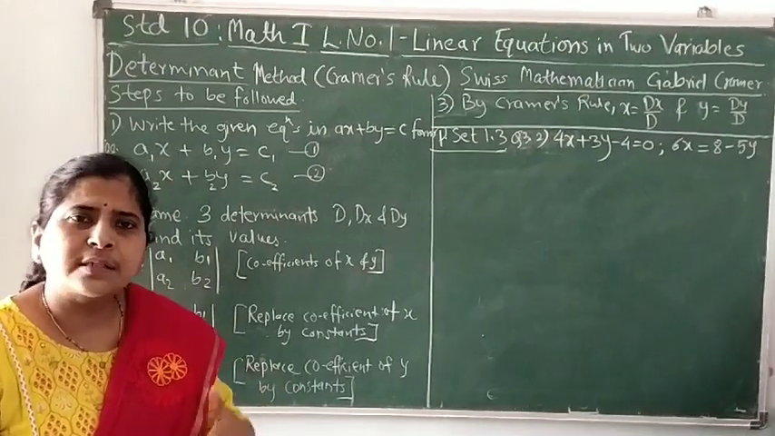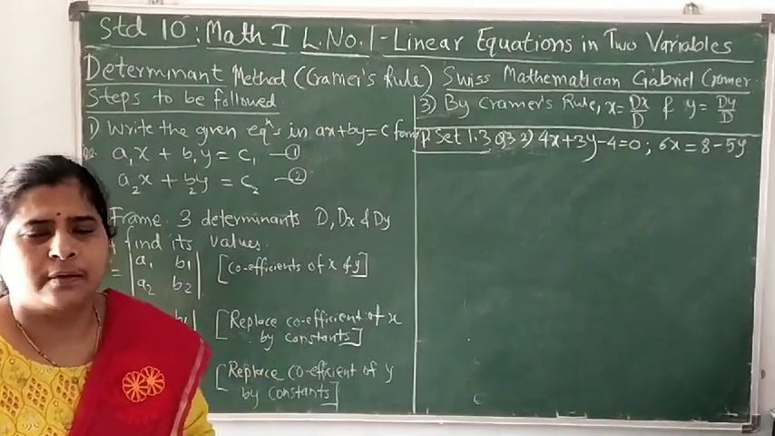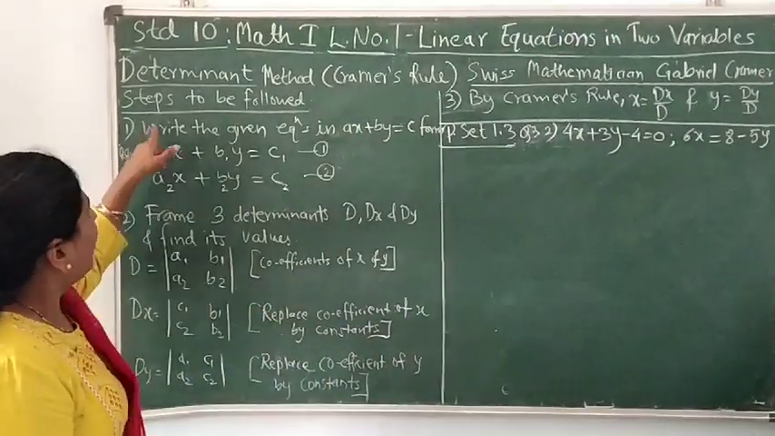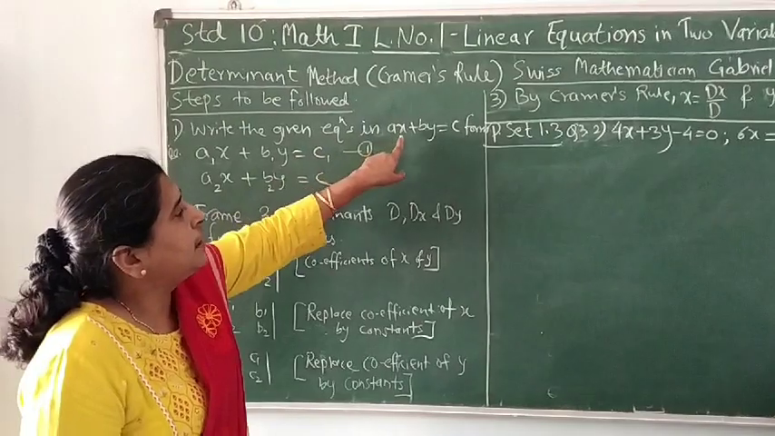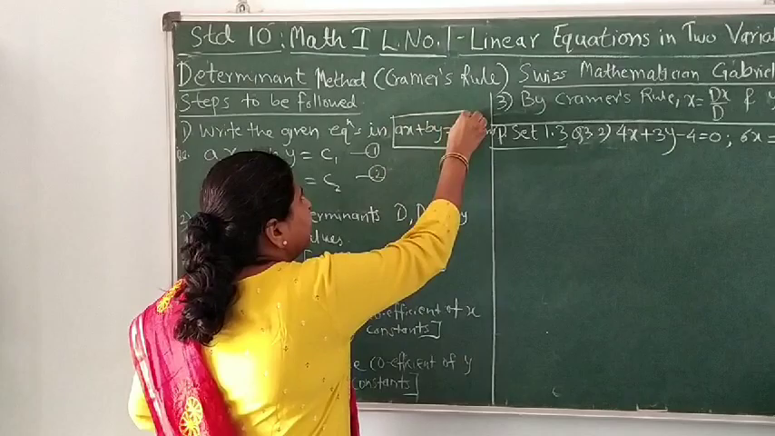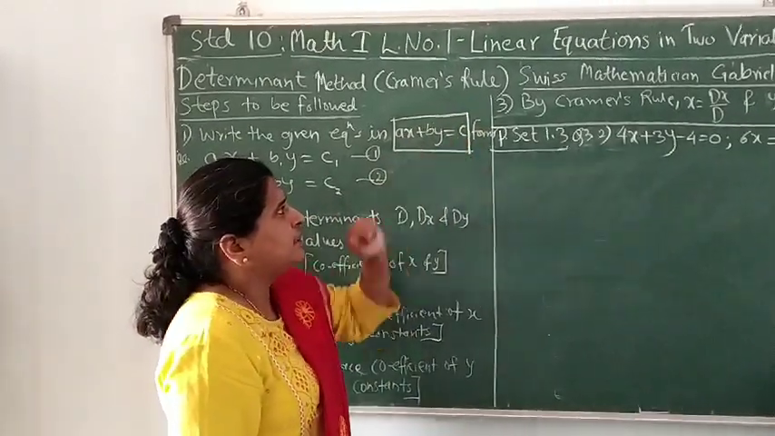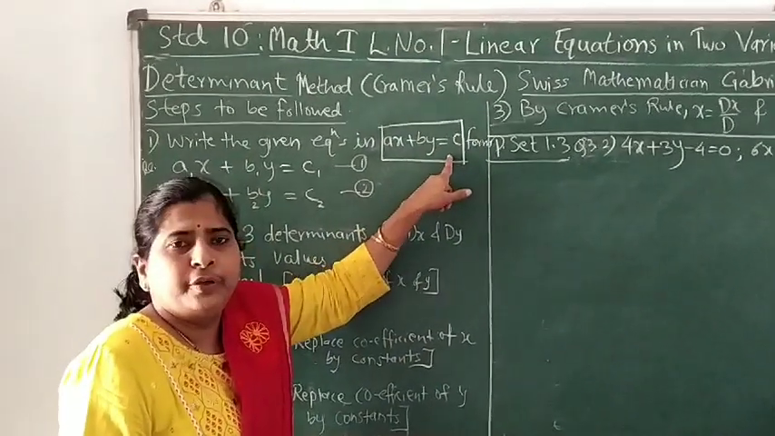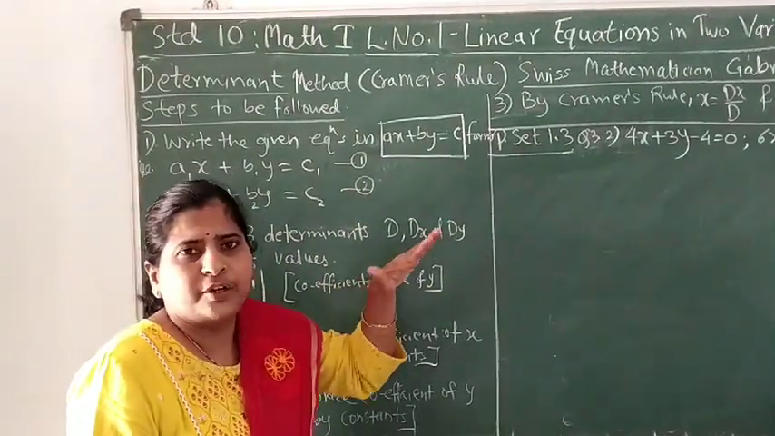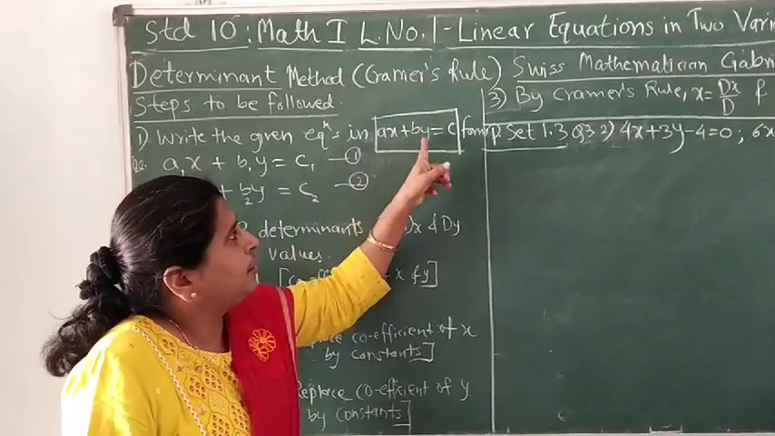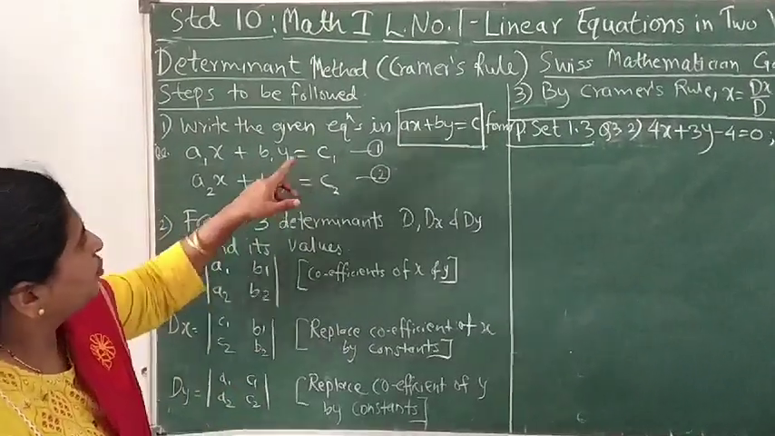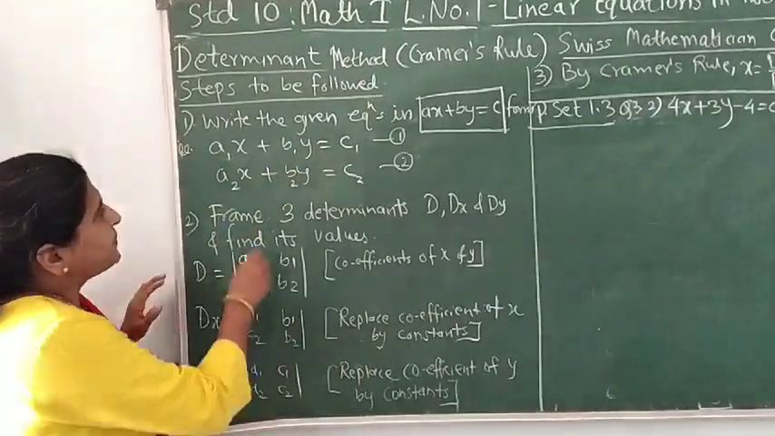So what are the steps to solve linear equations by this method? Step 1 is to write the given equations in the form ax plus by is equal to c. Whatever equations are given, if they are not in this form, we will write them in this form, where a, b, c will be integers, not fractions. If they are fractions, we have to remove the fractions and convert them so that a, b, c are at least integers.